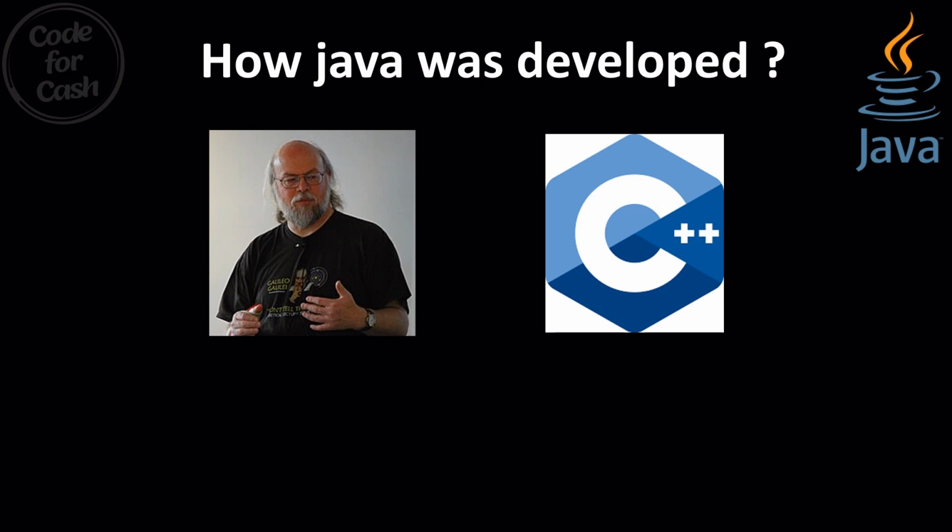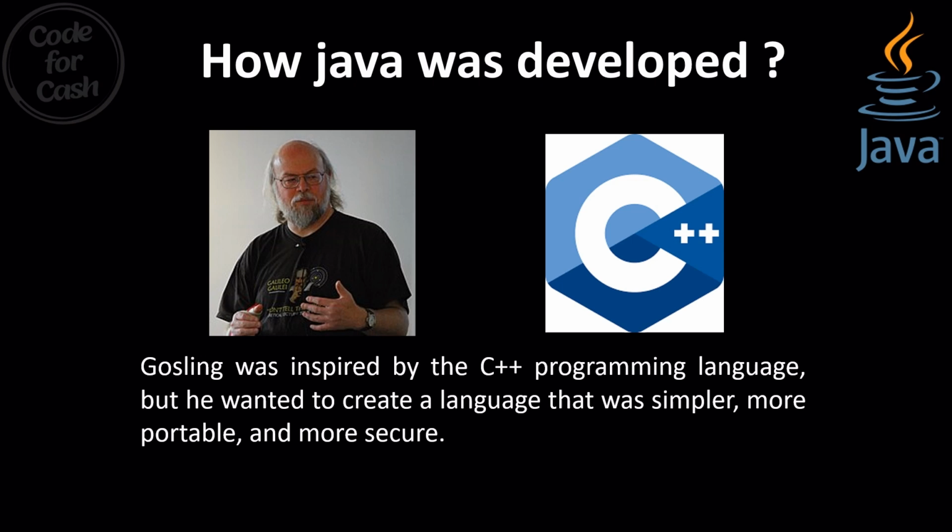Java was developed mainly with inspiration from C++ by James Gosling, because he was inspired by C++ for its highly readable code, high security features, and portability. So he was thinking we need to develop a language more powerful than C++. After his hard work, he developed a language called Java, which is simpler, portable, and more secure than C++.